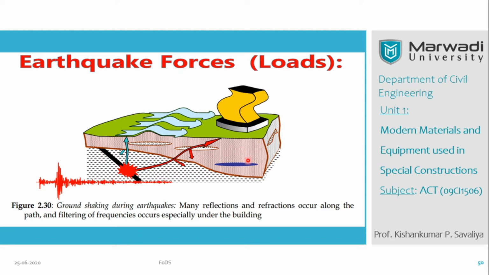This figure basically gives you a brief idea about the earthquake load. Here this is your building, this is your ground level, and finally this is your epicenter. What is written here? Ground shaking during an earthquake. Many reflections and refractions occur along the path, and filtering for the frequency occurs especially under the building. That means the wave will move like this. This is a typical figure, so you will get the idea. Then we have an epicenter, which creates an impact on the ground, and finally the waves travel towards our building. That is the basic fundamental of the earthquake forces.